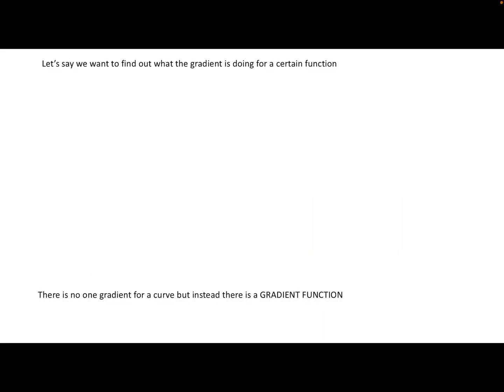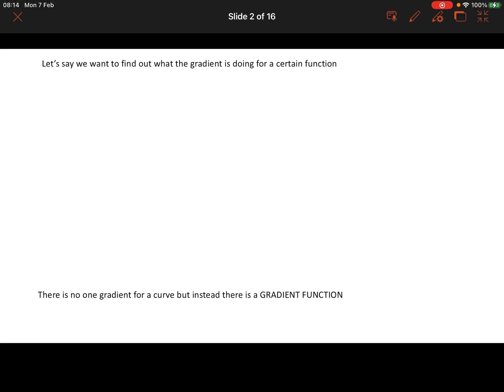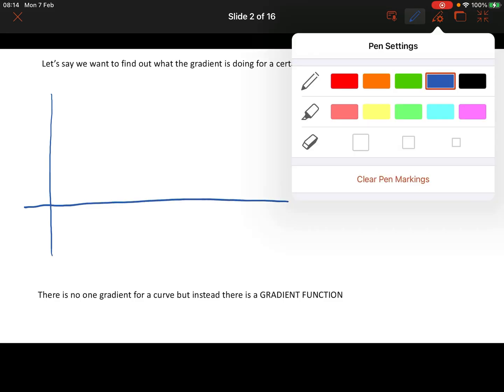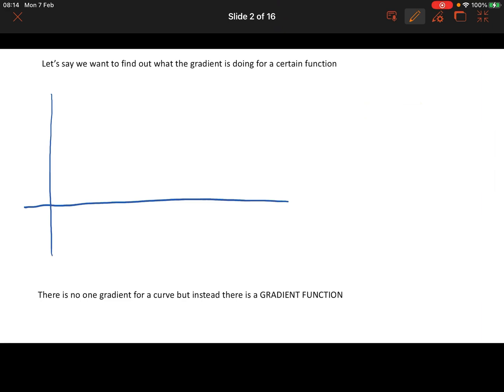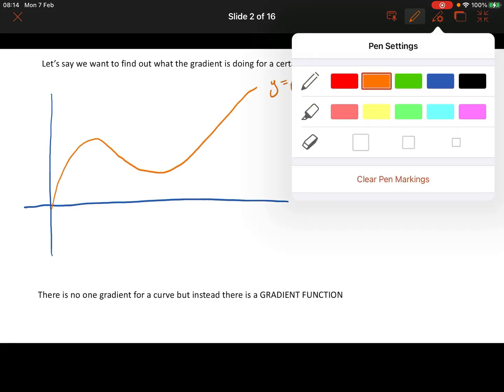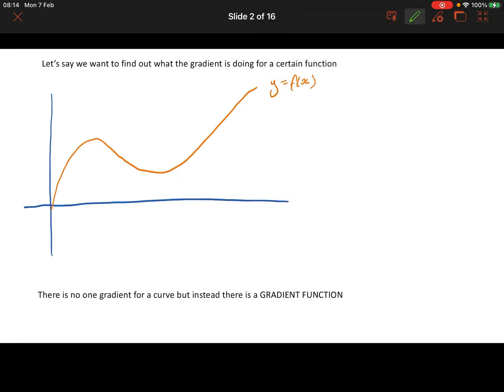Now, let's say we want to find out what the gradient is doing of a certain function. So I'm just going to draw a random function. Any function will do, it doesn't really matter what it looks like. I think I'm going to draw a cubic, something like this. I'm just going to call this y equals f of x. What you notice is that there is not one gradient to this function because it's a curve. The gradient is changing all of the time. So we can kind of work out what it's going to look like.